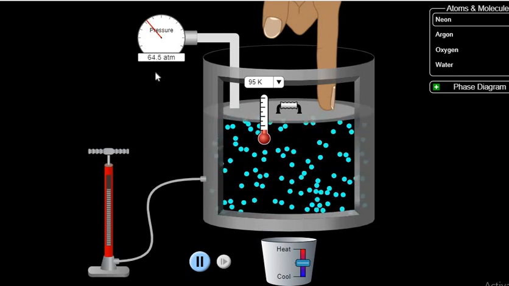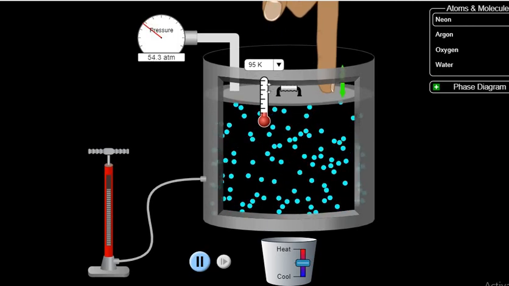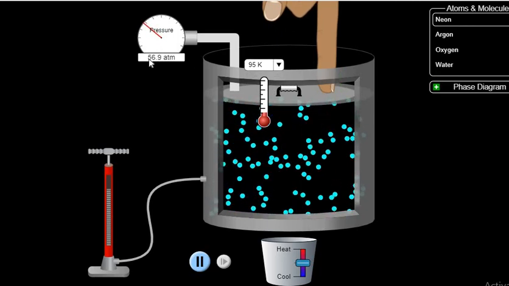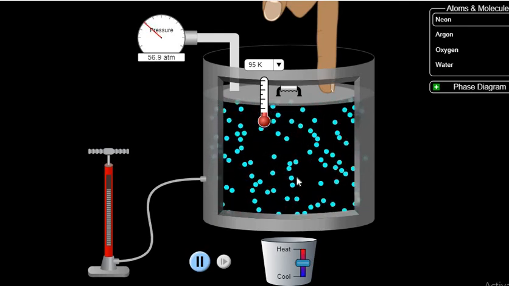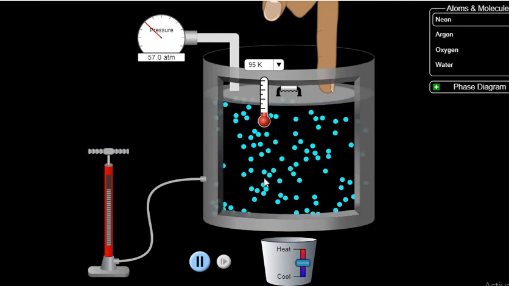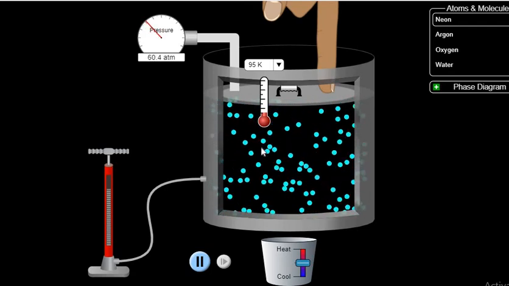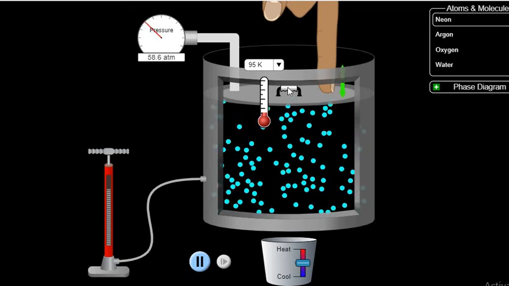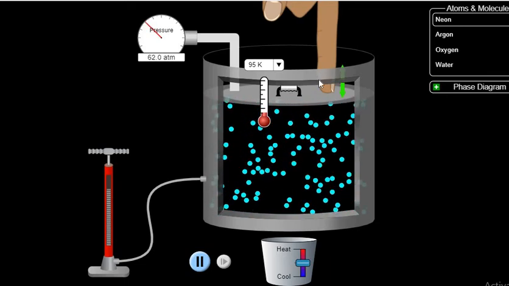Look at the pressure. I increase the volume. What happened to the pressure? What happened to the speed of the particles? What happened to the number of collisions between particles and the wall? Look at the volume. I will increase the volume again.